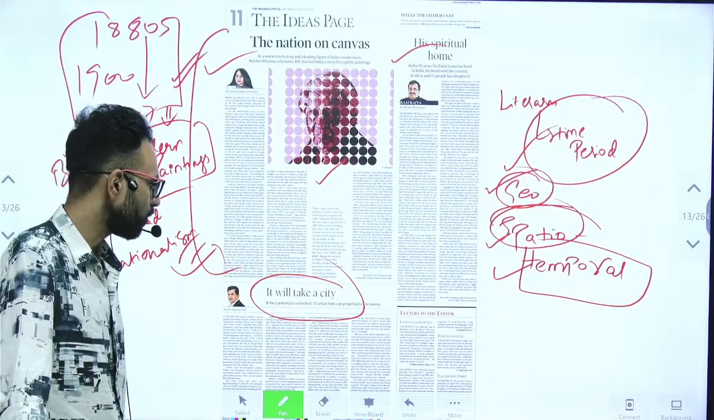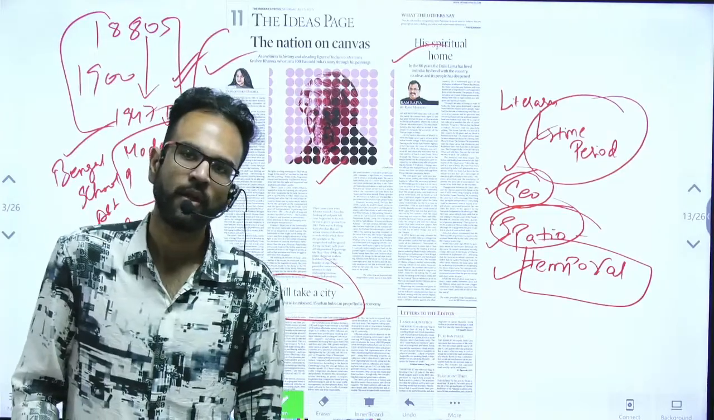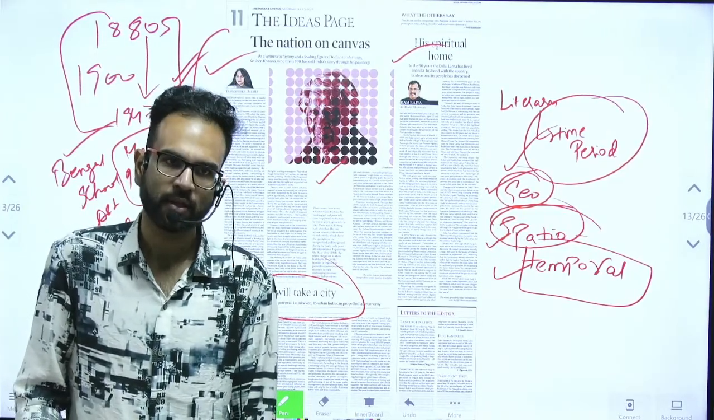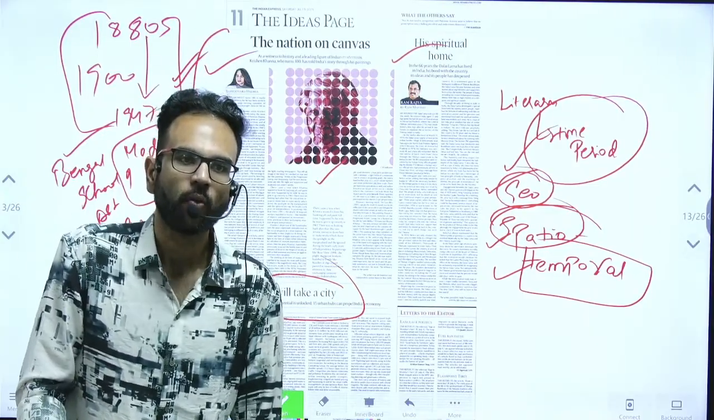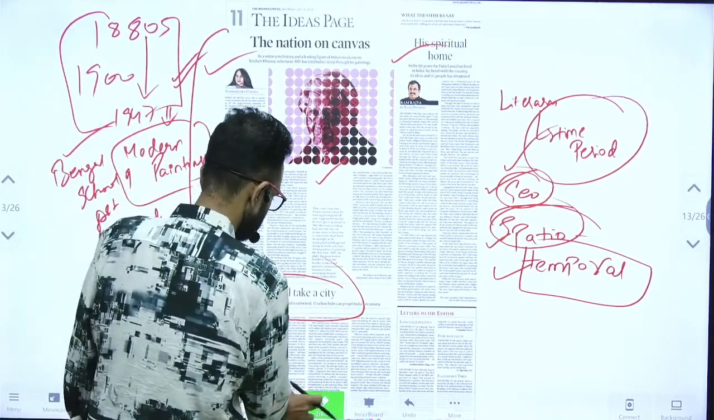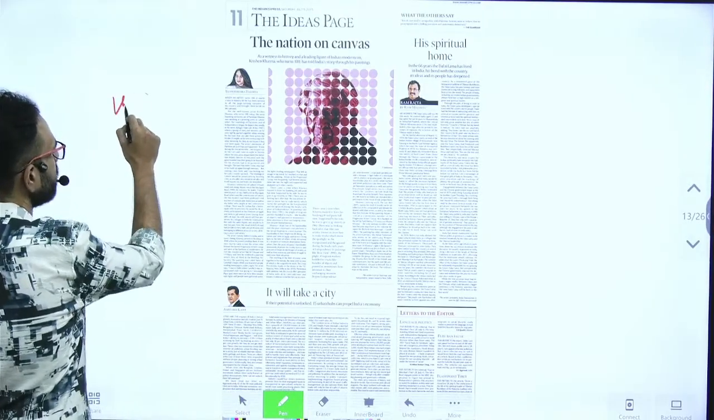What is this issue about? See, the future of India is in cities. Pick up 15 cities that this nation already has and create forward and backward linkages. What does this word forward and backward linkage mean? See, we are talking about value chain.